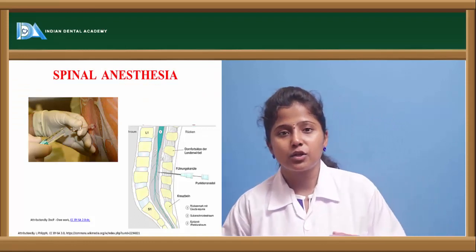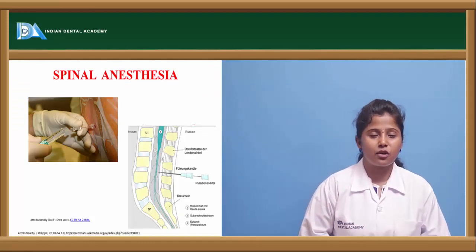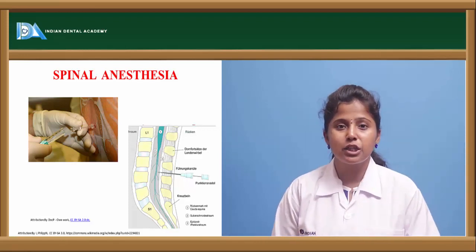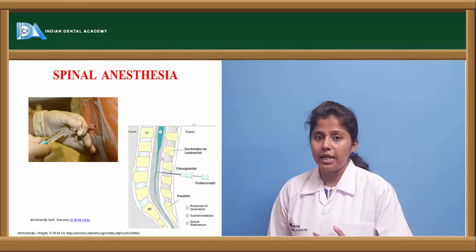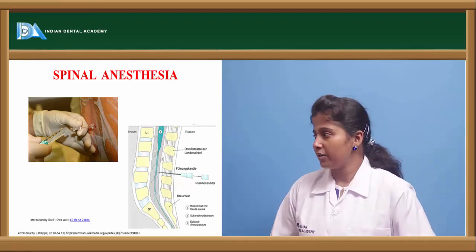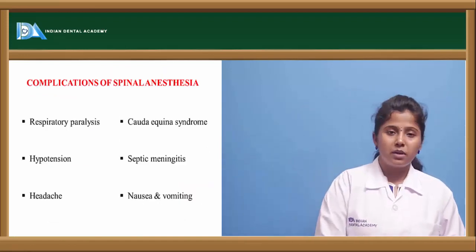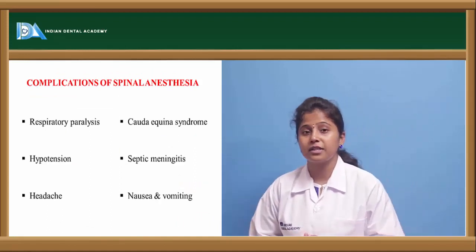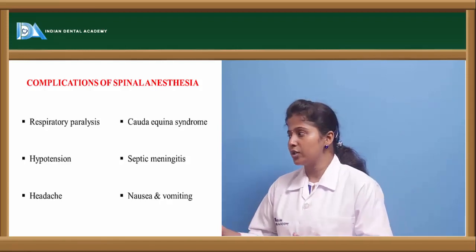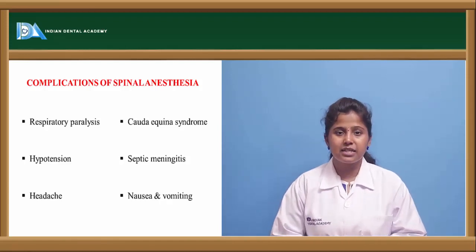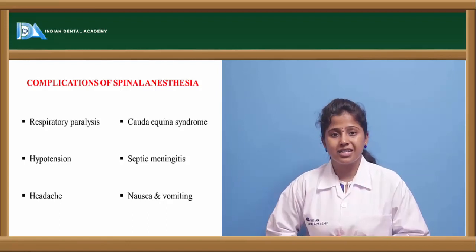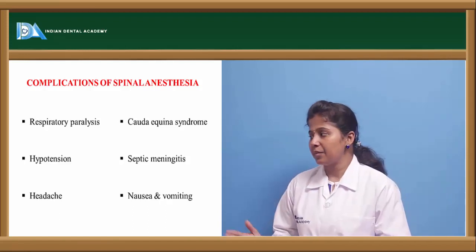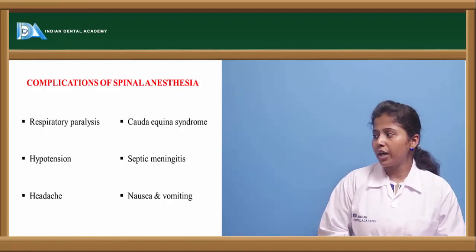Spinal anesthesia. So spinal anesthesia is an anesthesia which is caused in the spinal region. So we directly inject the local anesthetic into the spinal region, and thereby it causes the anesthetic effect. Here, what are the complications involved if spinal anesthesia is induced? It may cause respiratory paralysis. It will paralyze the respiratory muscles, and thereby cause difficulty in breathing, and it may cause hypotension, where the blood pressure is decreased, and it may cause severe headache, and it may cause cauda equina syndrome.